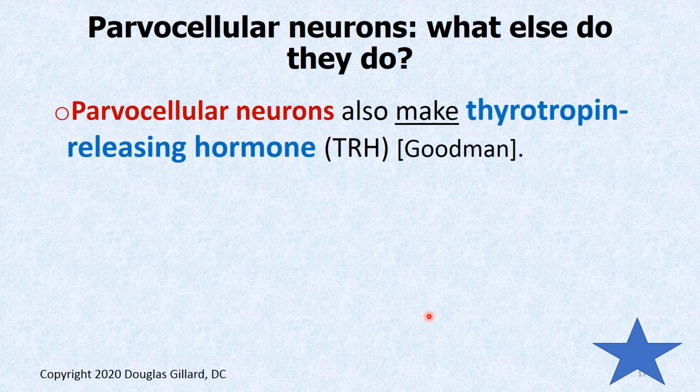Parvocellular neurons, what else do they do? They also secrete thyrotropin releasing hormone, and we'll get to that if we have time later on.